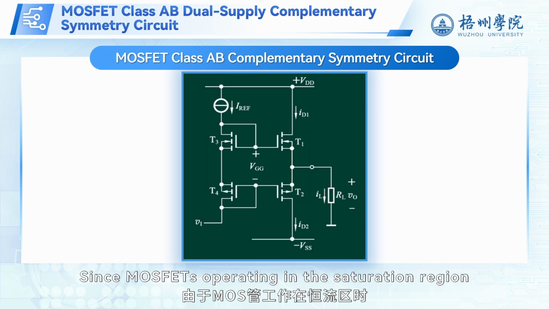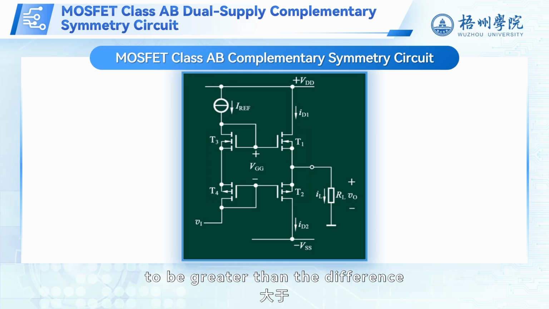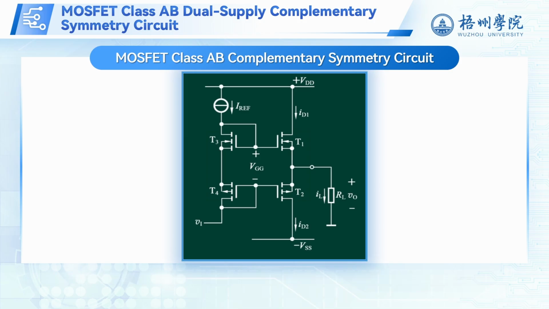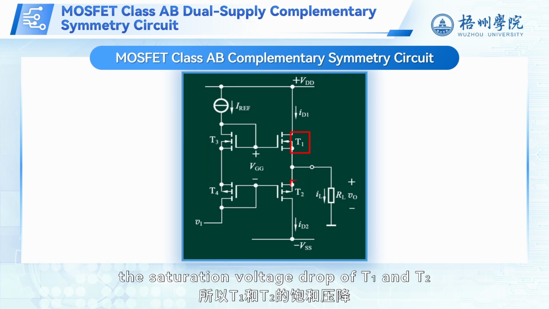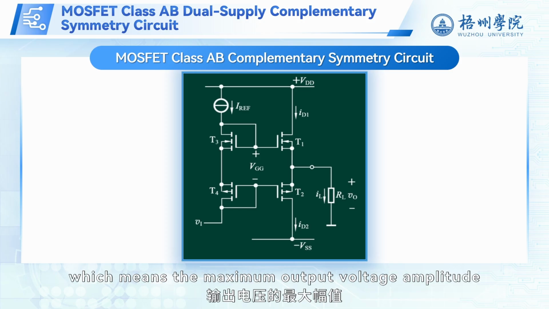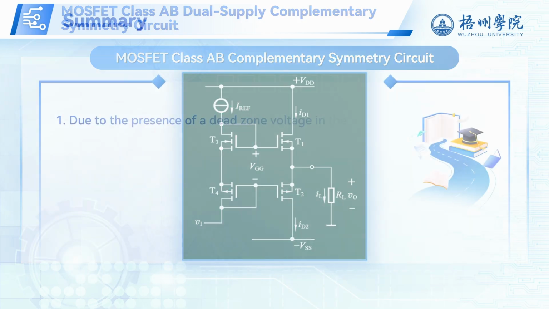Since MOSFETs operating in the saturation region require the drain source voltage to be greater than the difference between gate source voltage and threshold voltage, the saturation voltage drop of T1 and T2 is generally higher than that of BJTs, which means the maximum output voltage amplitude is farther from the power supply voltage.